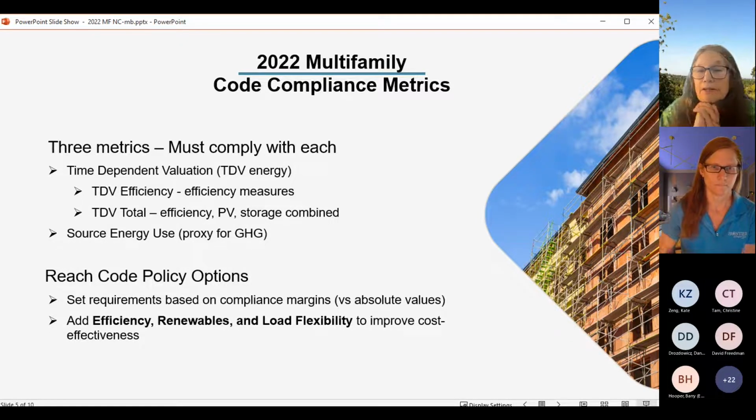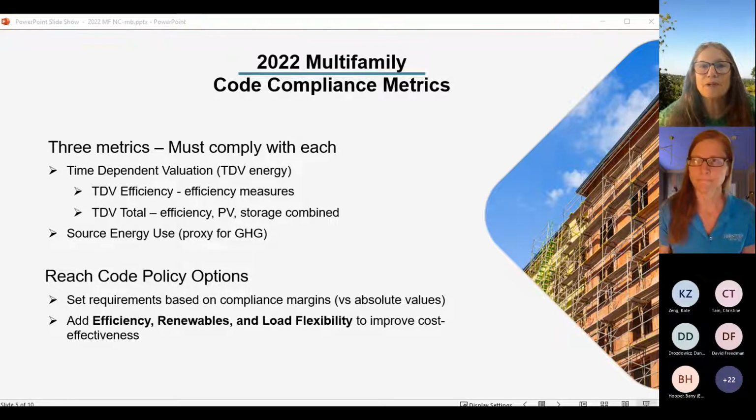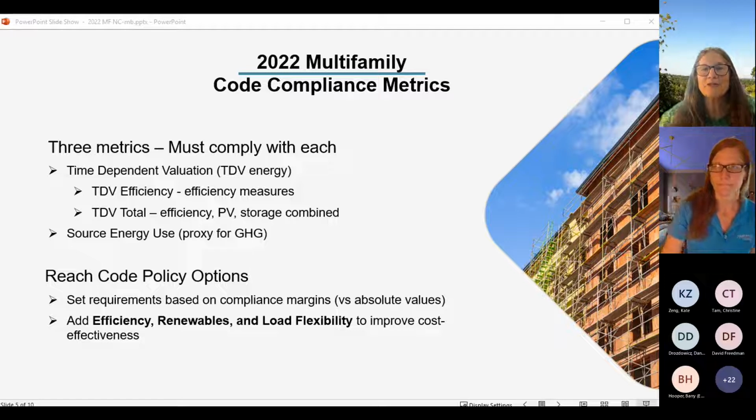Okay, and in all cases, the efficiency, renewables, and load flexibility improve the cost effectiveness, as we've all known for many years, over just a standard minimally compliant building, whether all electric or mixed fuel. Okay, and with that, I will hand things over to Aaliyah to actually talk about the studies and the methodology that she used. Take it away, Aaliyah.